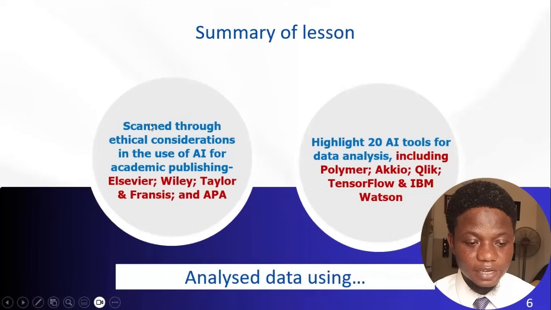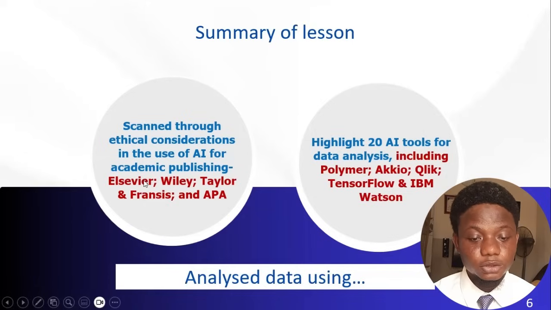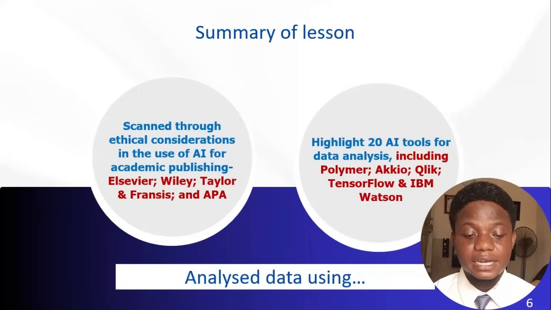This is the end of our lesson for today. So far, what have we learned? We have scanned through ethical considerations in the use of AI for academic publishing. We looked at what Elsevier is saying, Wiley, Taylor and Francis, and APA. And I remember I did say that almost all of them are saying the same thing. When you want to use AI, use it ethically.